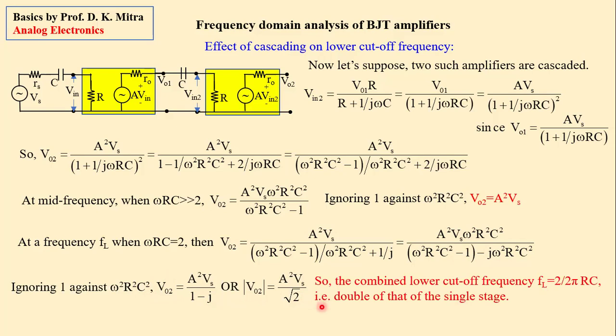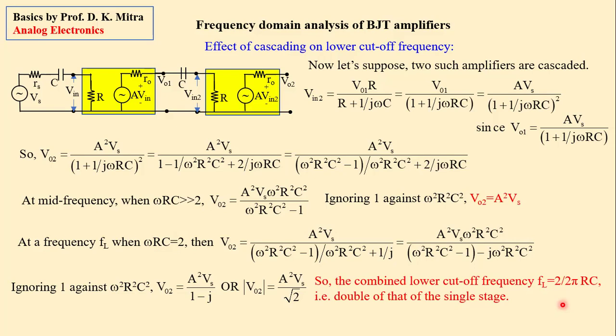So what we find is that the lower cutoff frequency of the cascaded amplifier is given by this relation: omega RC is equal to 2. That means FL is equal to 2 upon 2 pi RC, whereas in a single stage it was 1 upon 2 pi RC. This is how you can explain the low frequency, or frequency domain, performance of cascaded amplifiers.